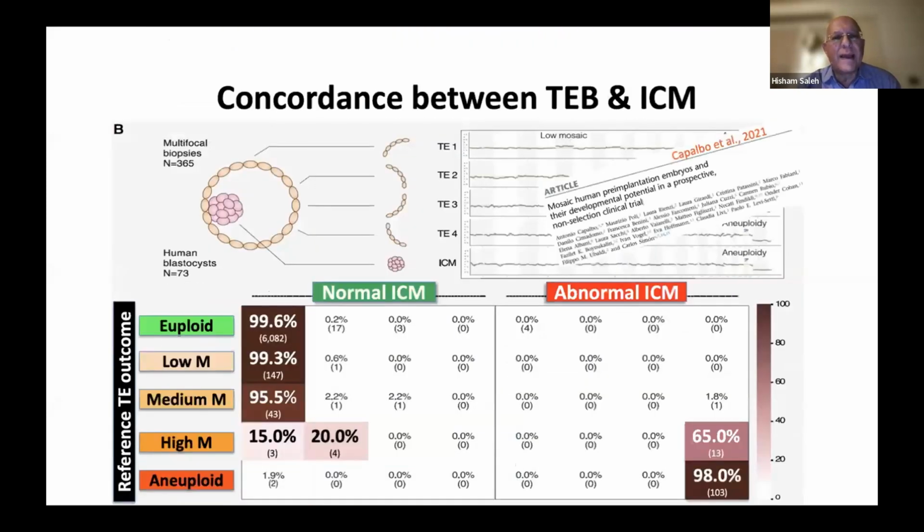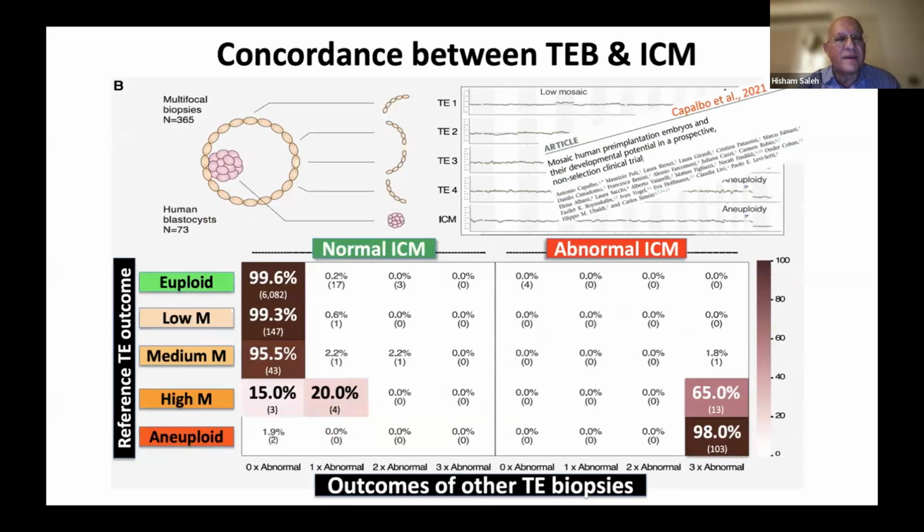And concordance studies actually confirmed that if the trophectoderm biopsy is euploid or low mosaic or aneuploid, the ICM will most probably be the same. The only problem is with high mosaicism diagnosis. 65% of them are aneuploid and only few have a normal ICM.